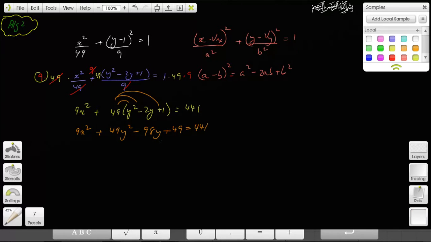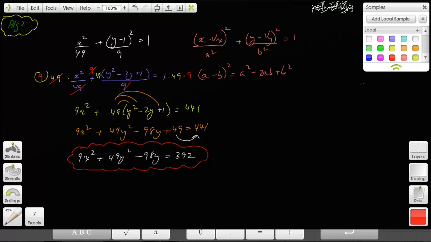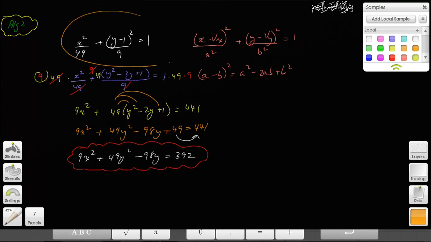That's pretty good. Now I'm going to subtract 49 from both sides, take that to the other side. And then I have 9x squared plus 49y squared minus 98y equals 392. So there you go. I have ruined a perfectly good-looking ellipse equation into something that looks like that.